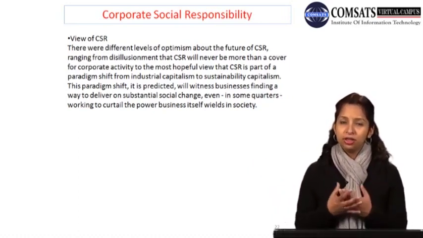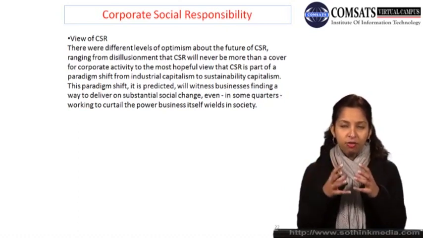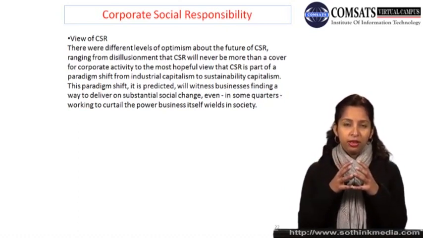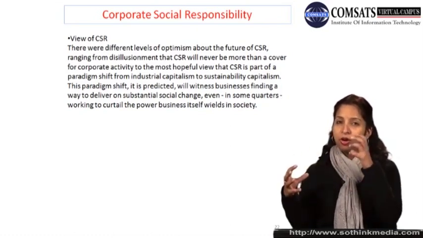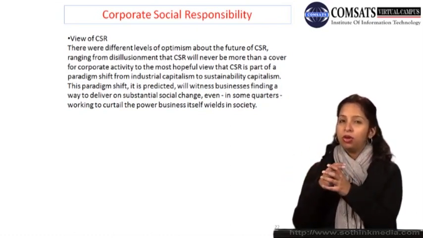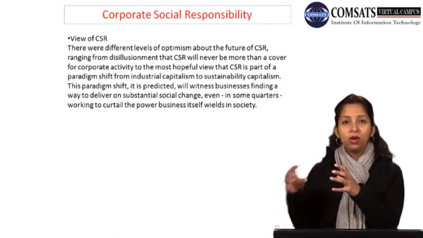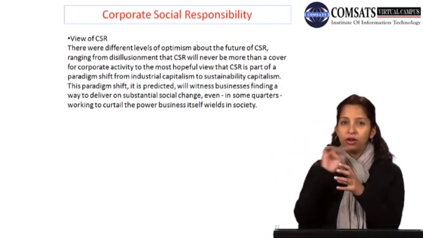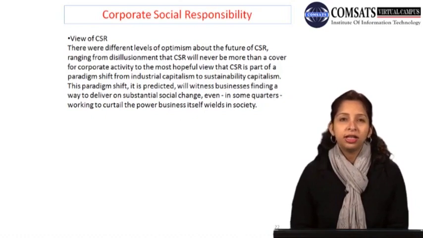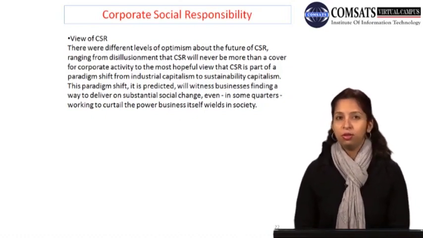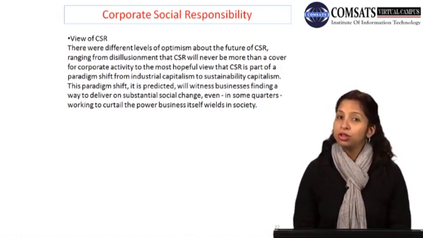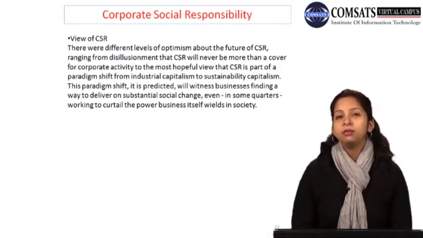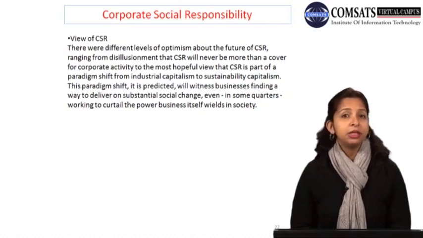So automatically, it's logical that when the government is going to be thinking or will be committed towards corporate responsibility, then automatically the corporations which are working within the domain of a country will also be committed towards corporate responsibility initiatives, and they will also be committed towards doing good for the society and working for the betterment of the environment as well.